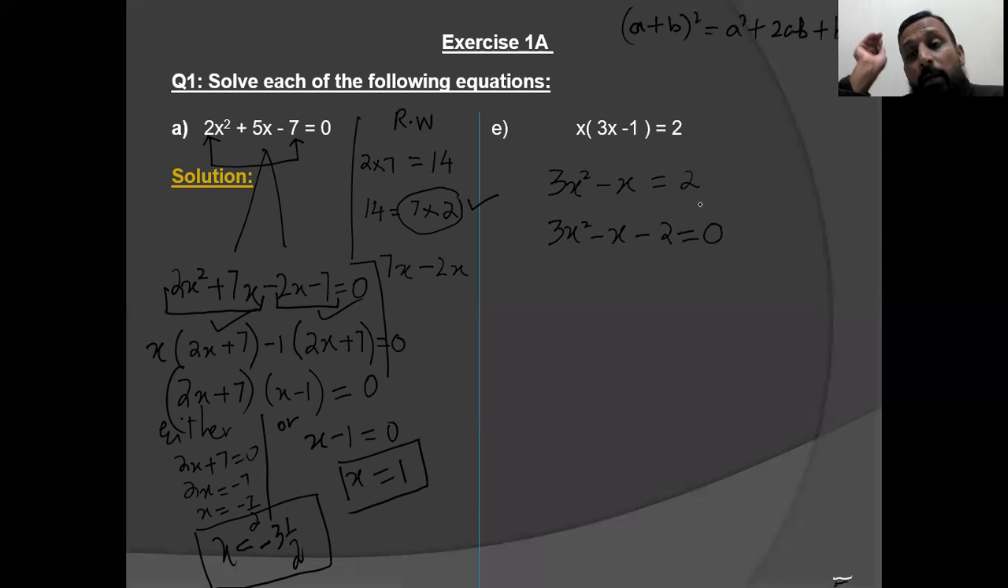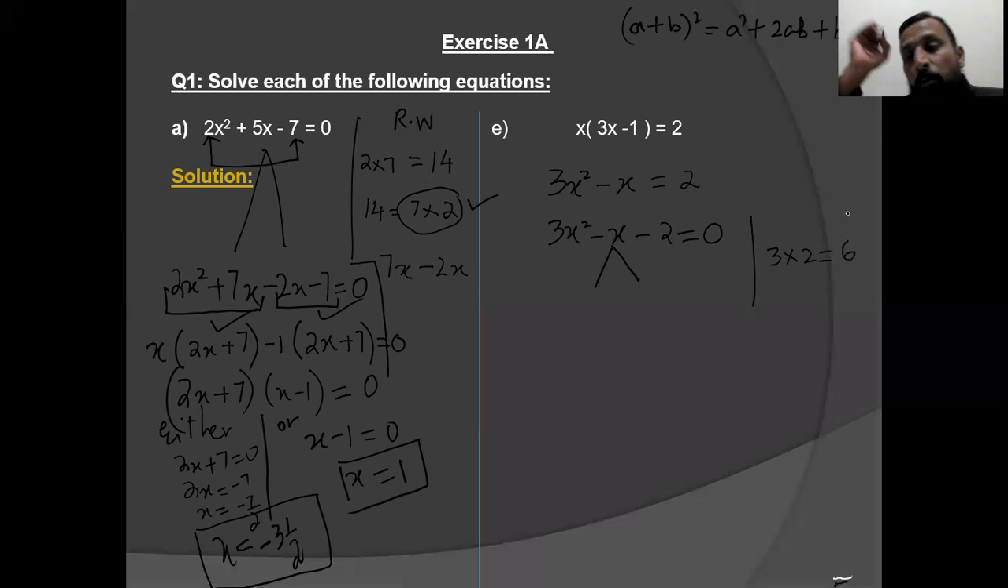Again, you cannot apply the identity method. You need to apply the same method called breaking the middle term method. What is the middle term? The middle term is negative x. So you need to break it into two parts. How are you going to do that? Multiply the two extreme numbers. What are the extreme numbers? It's 3 and 2. So 3 twos are 6.